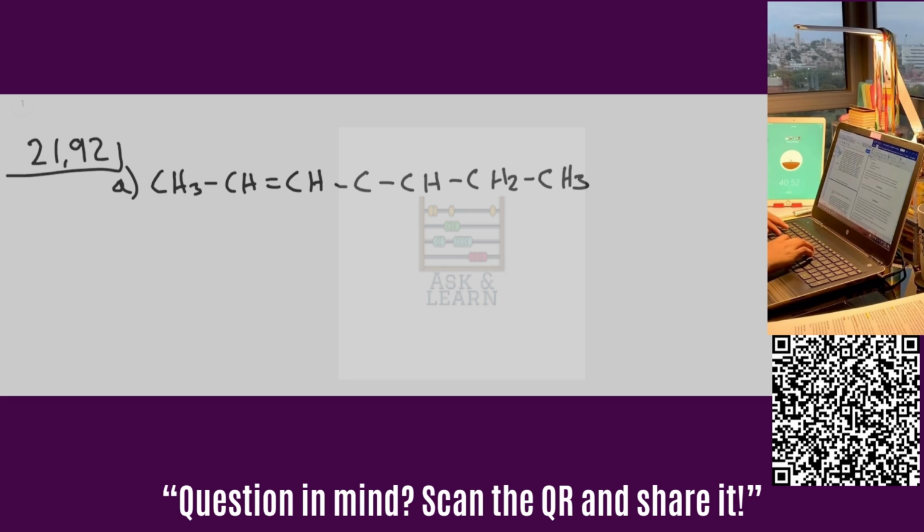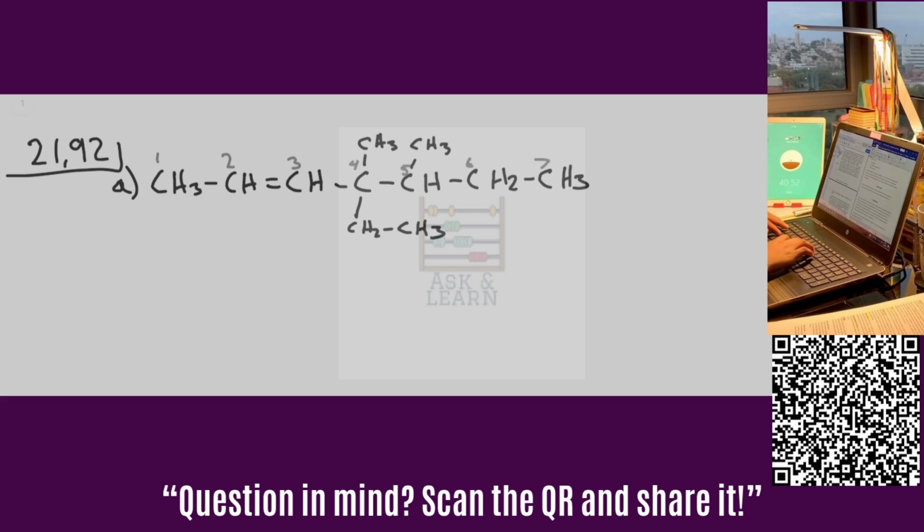so now we can put in our substituents. We have a methyl group here, a methyl here, and an ethyl here. So let's go ahead and number our carbon chain, starting from the double bond. Number our longest carbon chain, which is 7 carbons long.